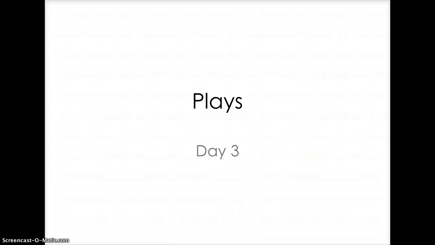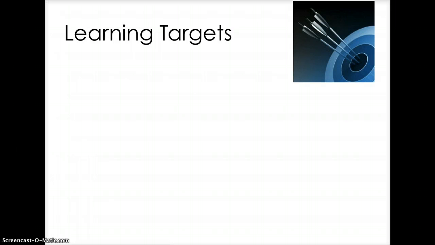Yesterday we read a play, the day before we read a play, and guess what you're going to do today? You're going to read a play. But first, let's talk about our learning targets.